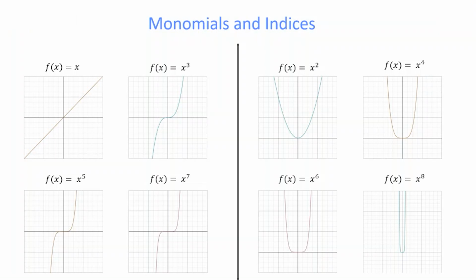So x to the power 1, x to the power 3, x to the power 5, x to the power 7, and so on. You might have noticed that with the exception of x to the power 1, which is a straight line graph, functions of x with an odd degree are similar in shape to the cubic graph.